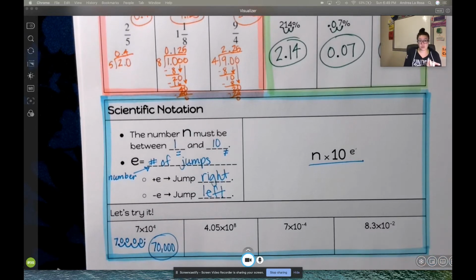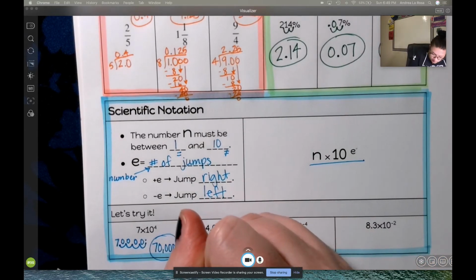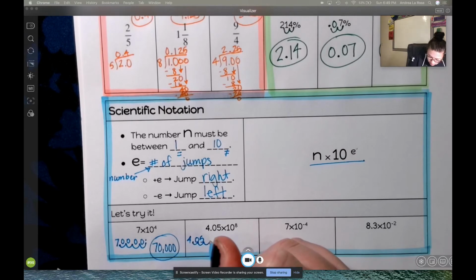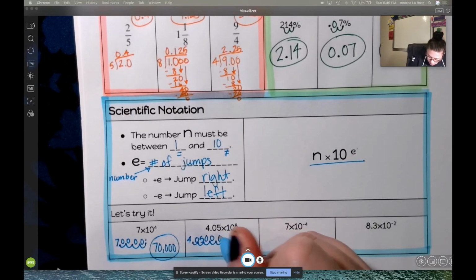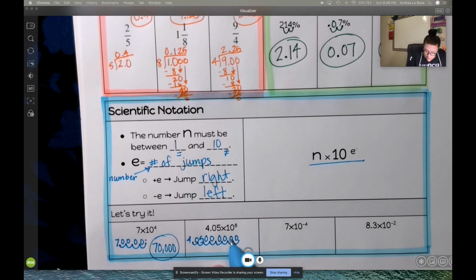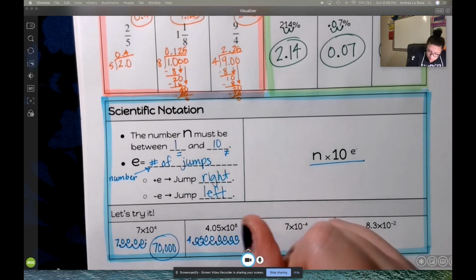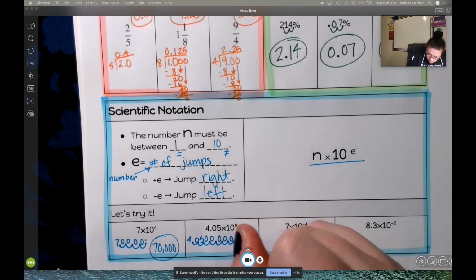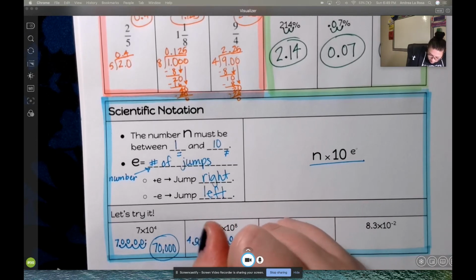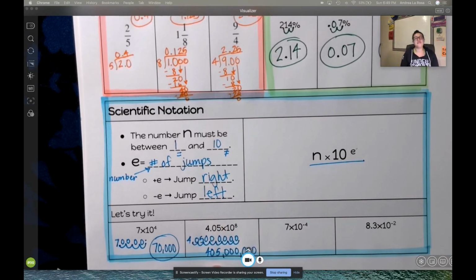So if you're doing it the paper way, again, we do 4.05. I want to move my decimal 8 times. So I go 1, 2, 3, 4, 5, 6, 7, 8, and fill in those zeros. We got a lot of them. We have 1, 2, 3, 4, 5, 6 zeros at the end. And then we have 405. So we have 405 million for that number.